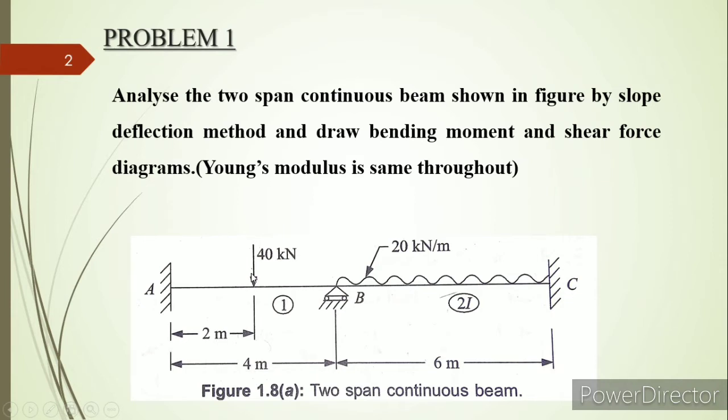Along the span AB, a centrally located concentrated load is acting. The length of the span AB is 4 meter and the moment of inertia of the section is I. Then the second span is BC. There is a UDL of 20 kN per meter acting throughout the span. The length of the span is 6 meter and the moment of inertia is given as 2I. Also the Young's modulus is the same throughout the span. These are the given data.